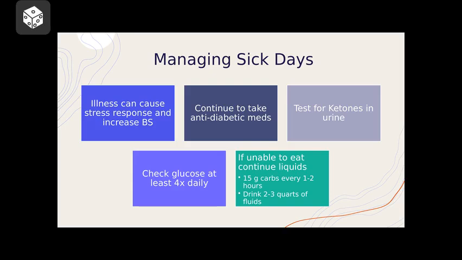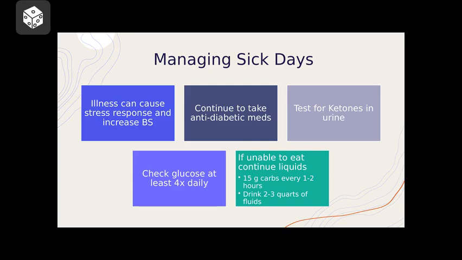They can check their glucose at least 4 times a day so they can make sure it's safe to take those medications, but you need to still be trying to take those oral anti-diabetic medications. You can test for the ketones in your urine. Remember, you're high risk for diabetic ketoacidosis if you're a type 1 diabetic, so they test for those ketones in the urine. If you are so sick that you're unable to eat, they tell you to continue drinking liquids.